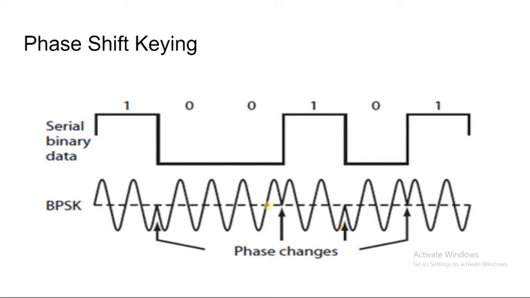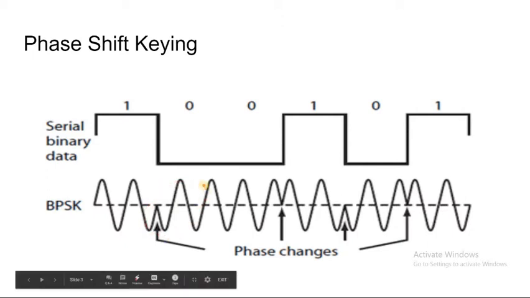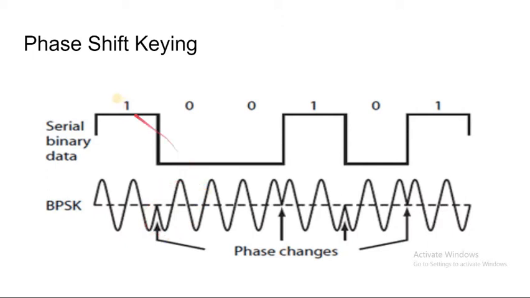As seen, whenever the input bit is 1, the output PSK signal has 0 degree phase shift, and whenever the input bit is 0, the PSK signal is 180 degree phase shifted. Thus, 1 and 0 are represented with two phase angles separated by 180 degree.